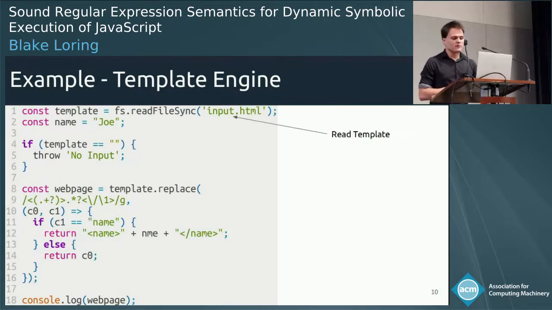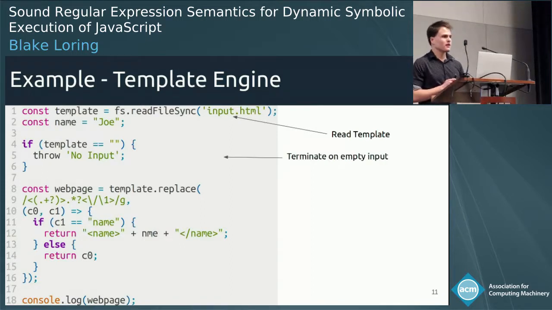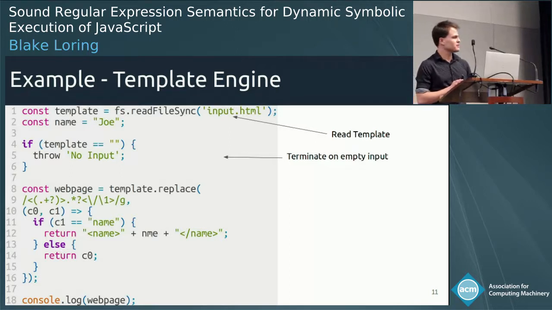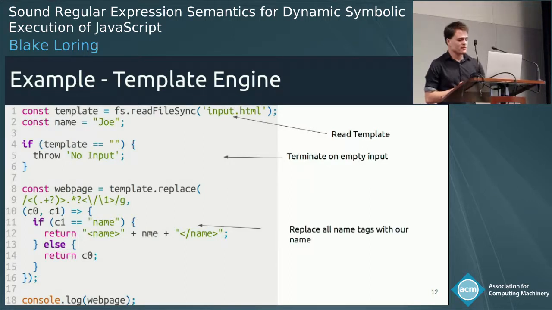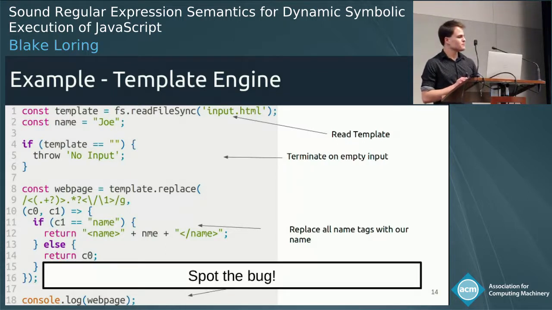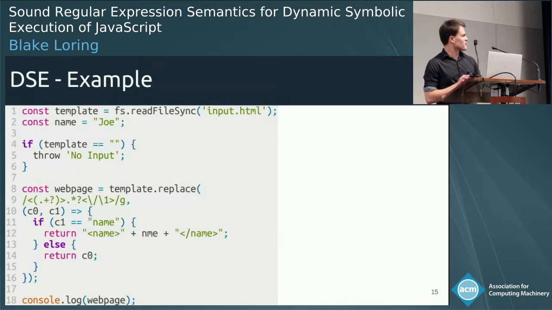So I'm going to explain dynamic symbolic execution through the following example, but first I'll explain what this program does. First, we read an input HTML file from the file system. Next, we check if that HTML file is the empty string, and if it is, we throw an error. Then we have a regular expression replacement function, which finds all of the HTML tags in that input file, and if the tag name is name, it replaces them with the constant name on line 2. Finally, we print our modified web page to stdout. And there's a bug in this program that we want to find.